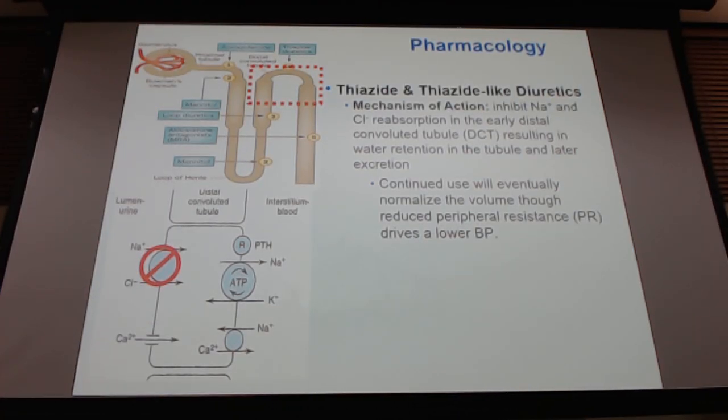Next we have the thiazide and thiazide-like diuretics. So these work in the distal convoluted tubule. They will inhibit sodium and chloride reabsorption, and it will result in water retention in the tubule and later excretion. Continued use will eventually normalize the volume through reduced peripheral resistance, and then it will drive lower blood pressure.